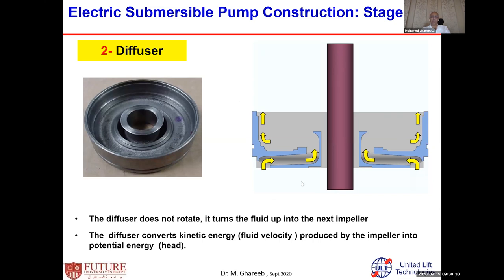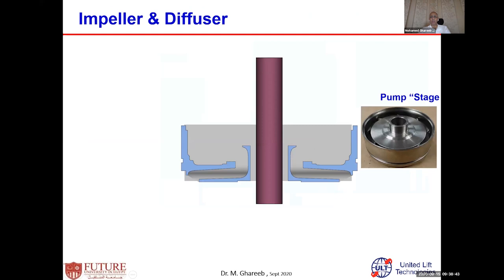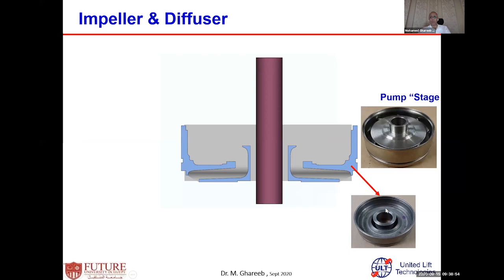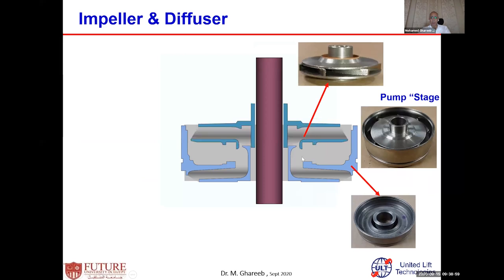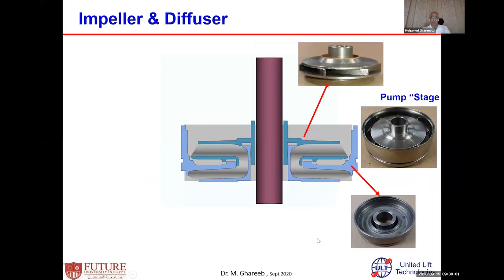Then each stage has a certain head based on the geometry, size, and type of your impeller and diffuser. One impeller and one diffuser, the two together, is called one stage. Impeller plus diffuser is called the pump stage. Each stage has an impeller and a diffuser, and they are connected in this way.